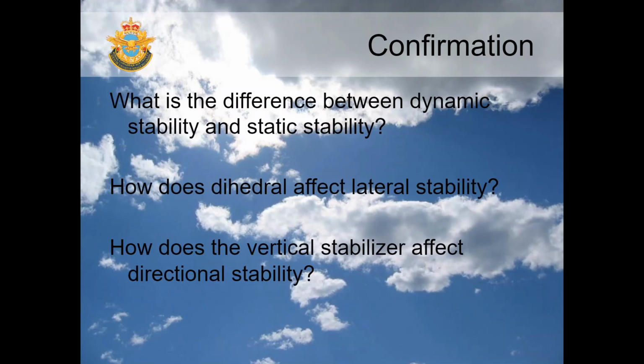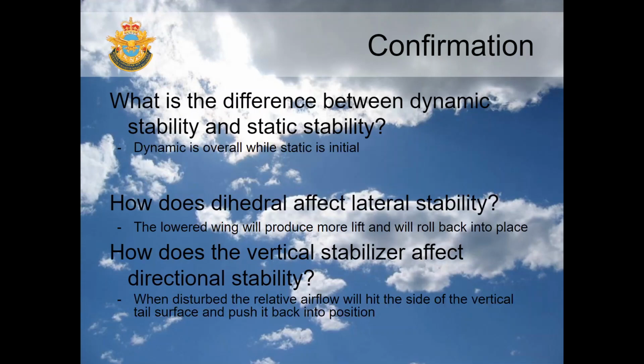And lastly, we have 3 more confirmation questions. The first one is the difference between dynamic and static stability. Second is dihedral effect and how does it affect lateral stability. And lastly, vertical stabilizer and how it will affect directional stability. Again, if you need more time, feel free to pause the video, and if not, I'm going to move on to the answers. So while dynamic is overall, static is the initial stability.